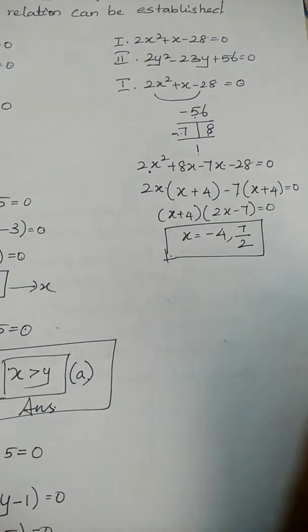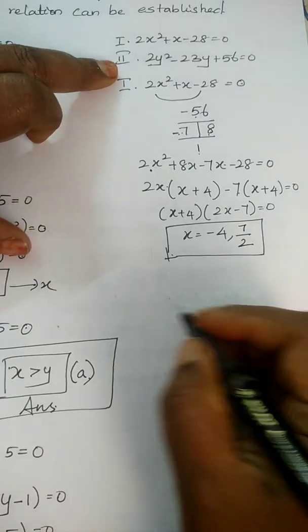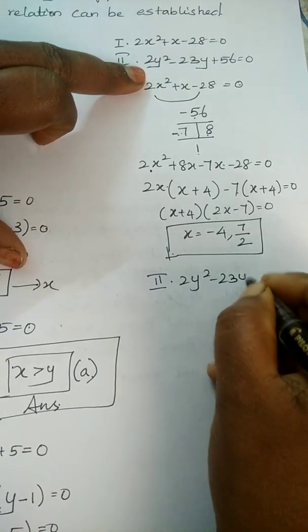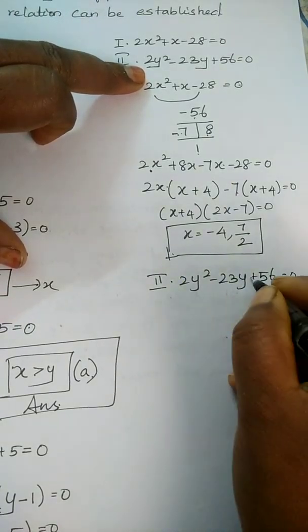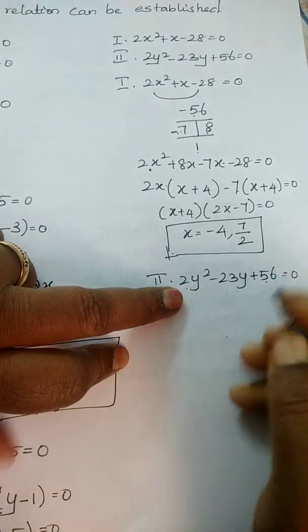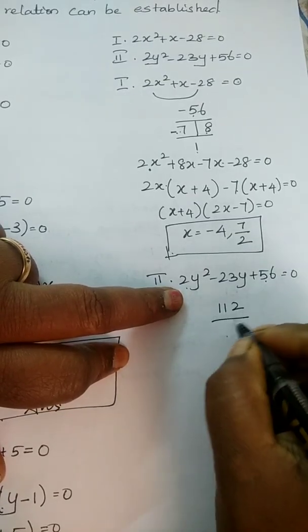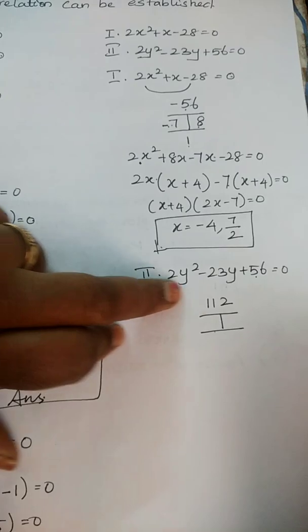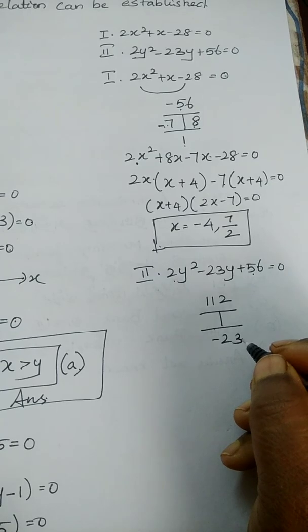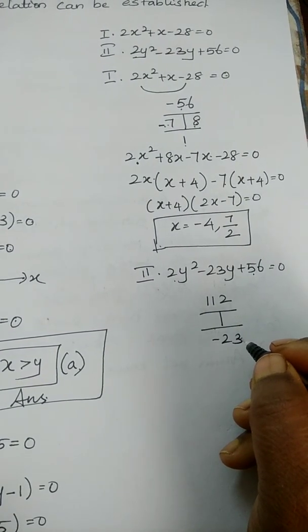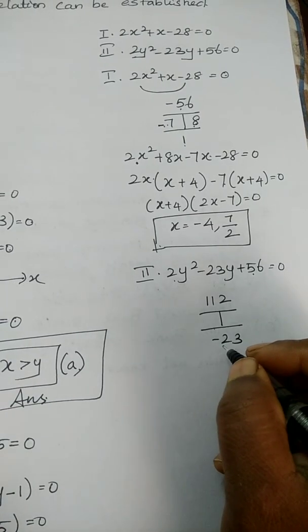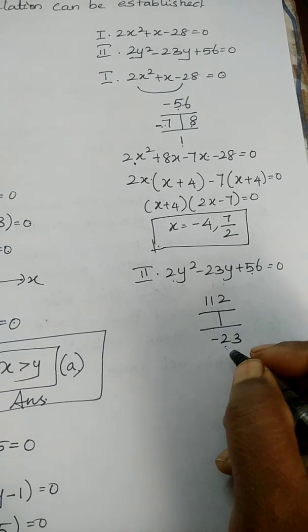Okay, now we are going to find for the second one. 2y square minus 23y plus 56 is equal to 0. This is a typical number. See here, 56 into 2 is 112. We are going to split this now, and here it's minus 23. So what's the number? On multiplying both numbers we will get 112, and if we add and subtract the same numbers, we will get minus 23. We have to find that out.